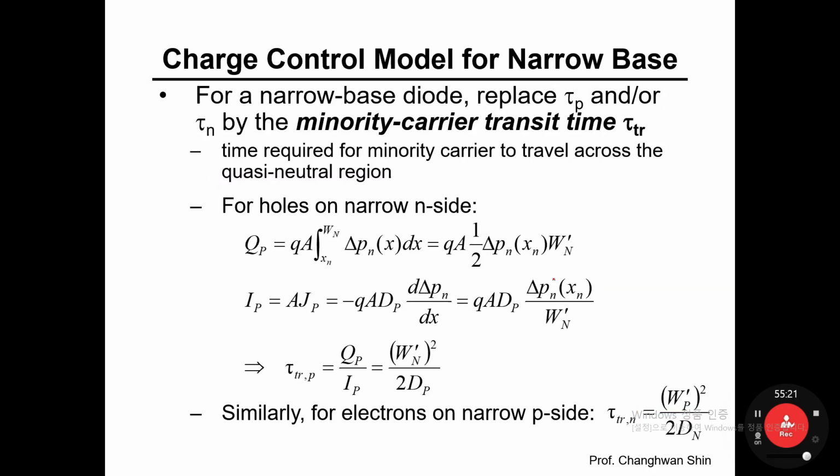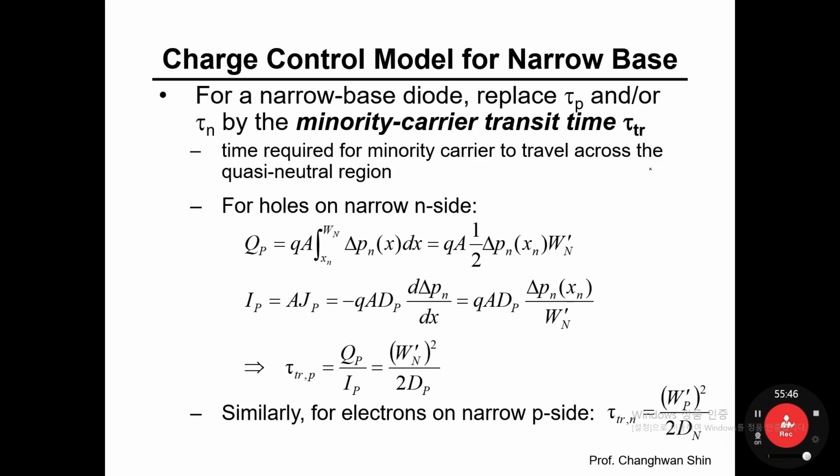The last slide before finishing this movie clip is the charge control model for a narrow base. Previously, we learned the long base PN junction diode first. Afterwards, we derived a very complicated equation for the narrow base PN junction diode. So let's repeat and do the same work with the charge control model.